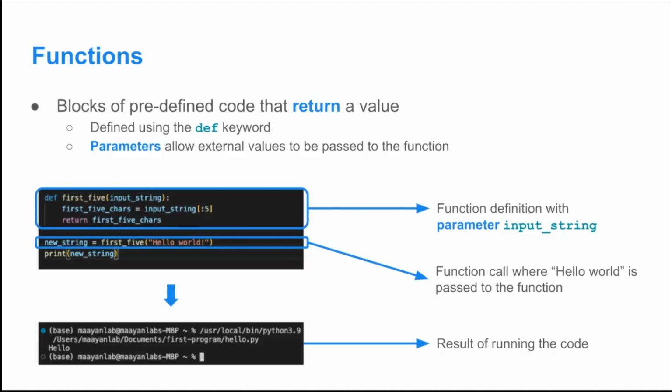To use a function, you do have to call it. So that's the second blue box. You'll see that I've actually called first5, the function, on the string hello world. Basically, hello world will now be referred to within the function as the input string. And if you print the result of that function call, you'll see that it does give you the first 5 characters of hello world, which is just hello.